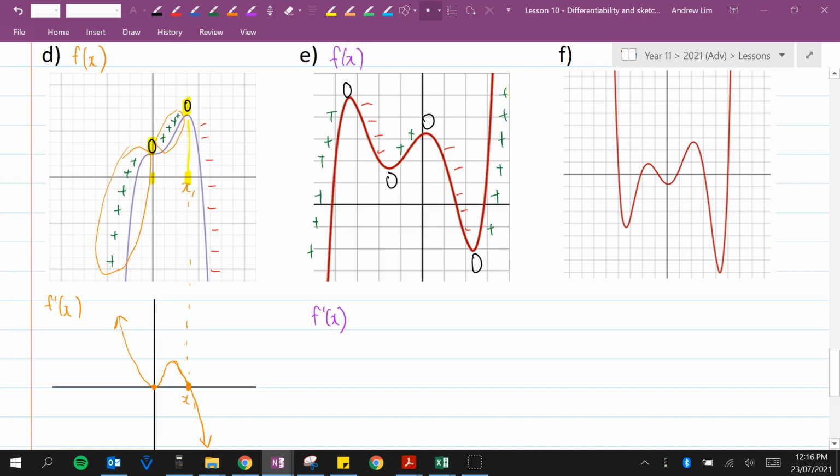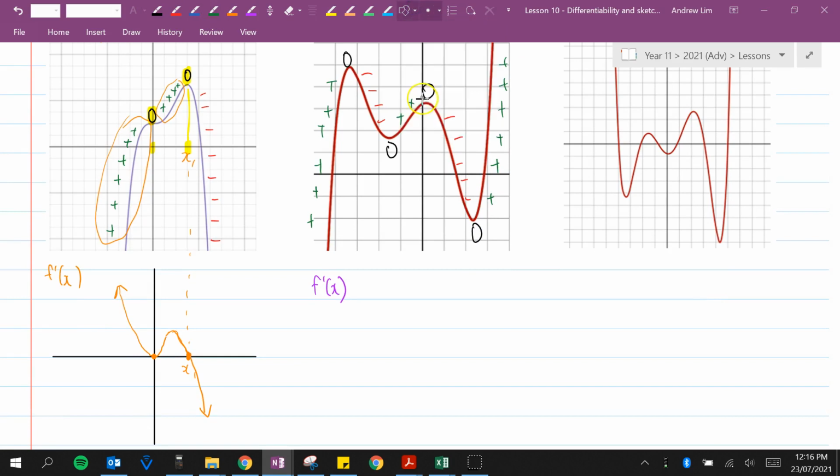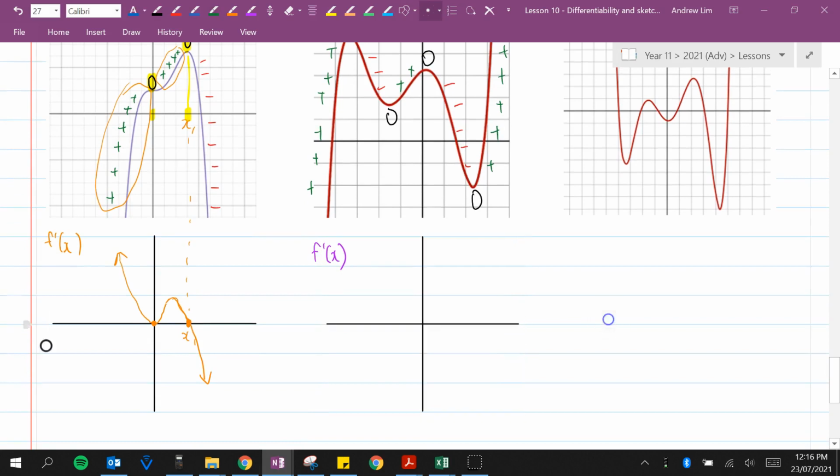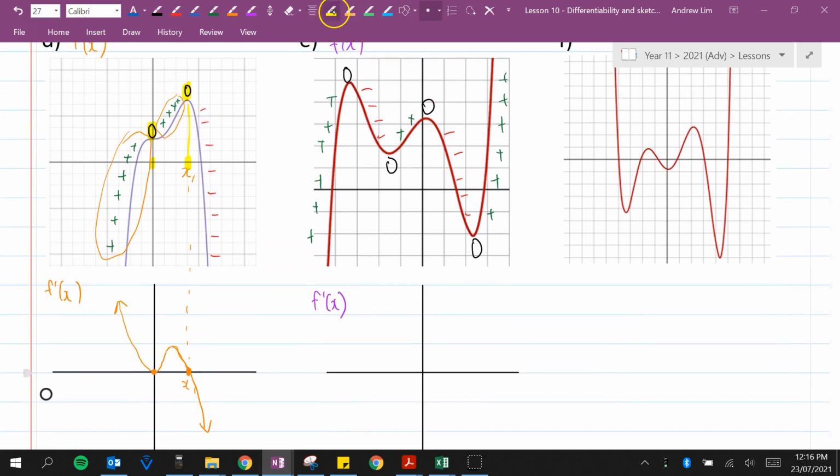Okay, so I'm going to draw my axes. Where is it 0? At this point, this one, and this one. So, at this point, right there, it's going to be an x-intercept. At this point, it's going to be an x-intercept. At this point, it's going to be an x-intercept. And at this point, it's going to be an x-intercept.